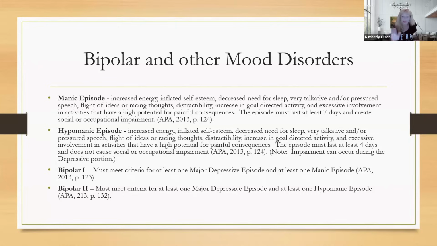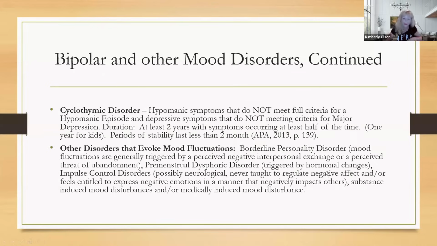Okay. So when we're talking about the differences: manic, 7 days, impairment; hypomanic, at least 4 days, no impairment during that episode. Bipolar 1, you got to meet criteria for at least one major depressive episode and at least one manic episode. For bipolar 2, you have to meet criteria for at least one major depressive episode and at least one hypomanic episode. So you can be bipolar 1 and experience a hypomanic episode. Just know that. So it would be bipolar 1, most recent episode is hypomanic. The key is, in order to have the bipolar 1 diagnosis, you have to have had at least one manic episode.